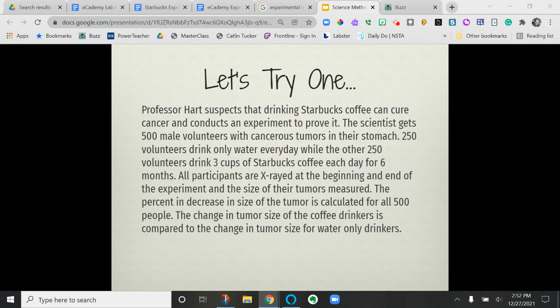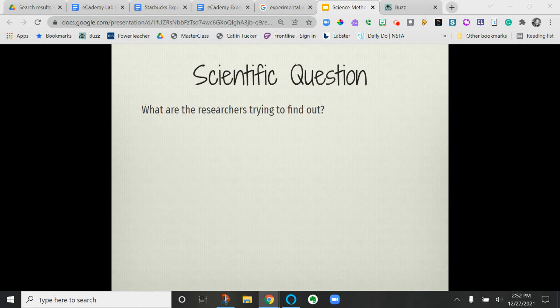The scientist gets 500 male volunteers with cancerous tumors in their stomach. 250 volunteers drink only water every day, while the other 250 volunteers drink 3 cups of Starbucks coffee each day for 6 months. All participants are x-rayed at the beginning and the end of the experiment, and the size of their tumors is measured. The percent decrease in size of the tumor is calculated for all 500 people. The change in tumor size of the coffee drinkers is compared to the change in tumor size for water-only drinkers. So, this is an interesting one.